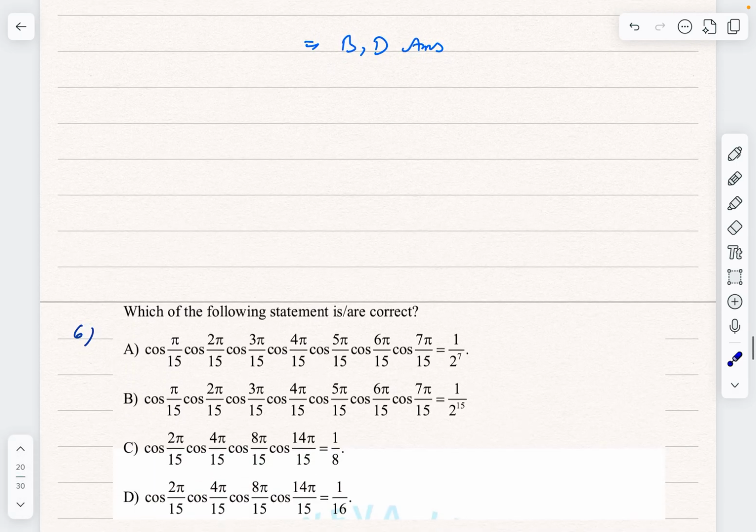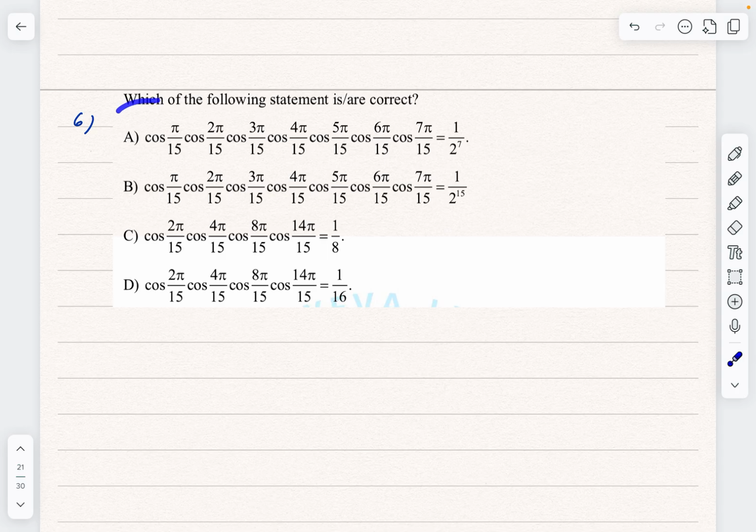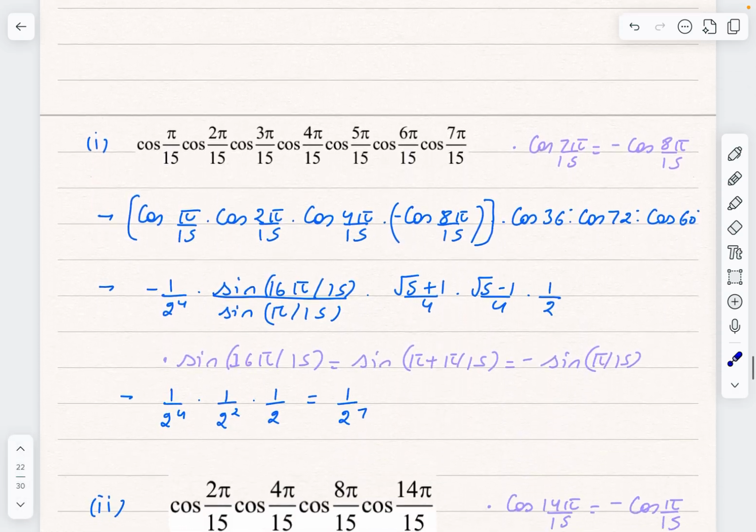Next problem. Which of the following statements are correct? You can pause and give it a try. Let us start the discussion, guys. The answer for this problem will be AD.